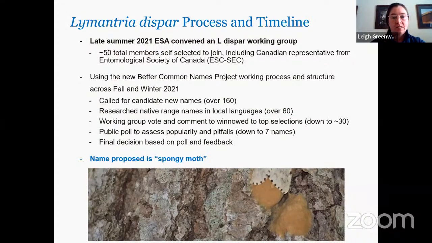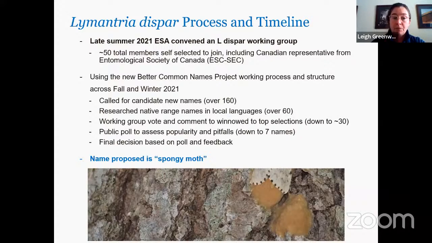And we did a very comprehensive search. I've got some stats here. So we started with over 160 names that were just suggestions. Then we found 60 plus names in other languages that have been used historically in the native range of the insect, which is of course all across Eurasia. So it's a massive number of languages and geographies. Then we did a series of group votes and then public polls and so forth to try to winnow the names down. And then when we got down to the last few names, we decided to basically have a discussion and put forth the name that had the most acceptable characteristics according to the opinion of all of the people in the working group and steering committee.